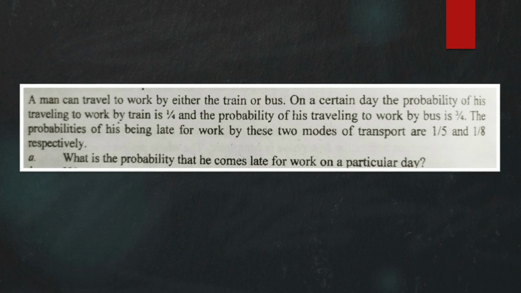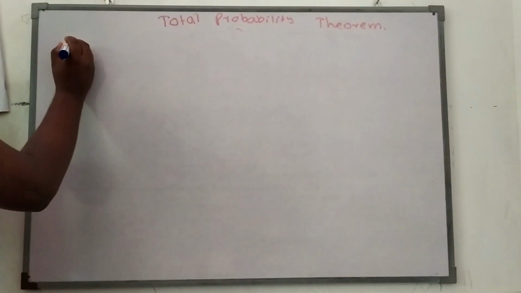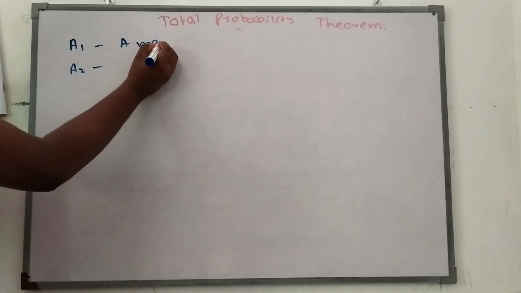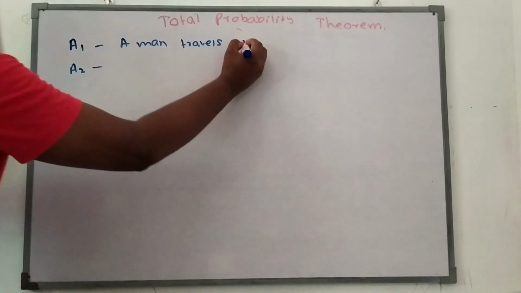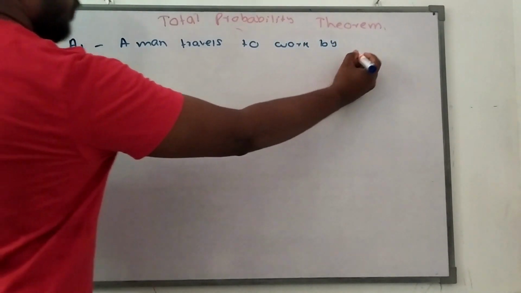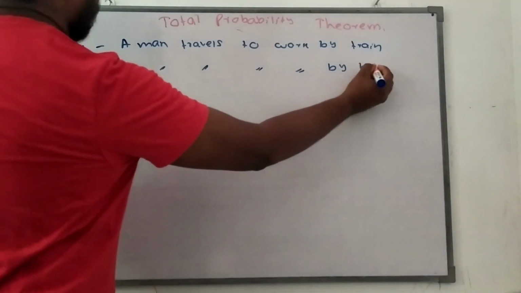Right, so I'm going to first introduce my variables. I'm taking A1, A2. A man travels to work by train. A man travels to work by bus. And B, he comes late.